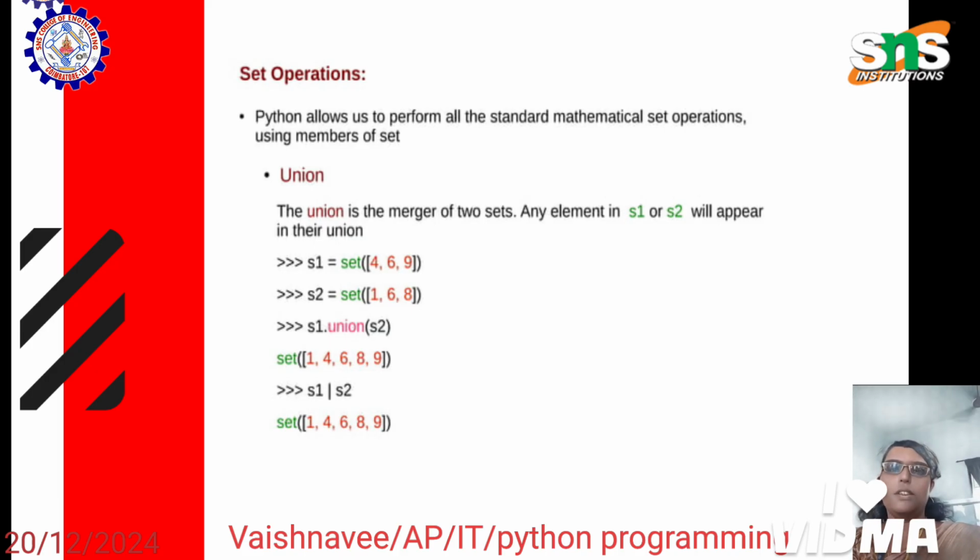You can use either union as a word or the pipe symbol. So S1 pipe S2 will print the union of set 1 and set 2. Again it will print set 1, 4, 6, 8, 9. This is all about union. Whenever we need to merge two sets, we use the union operation.